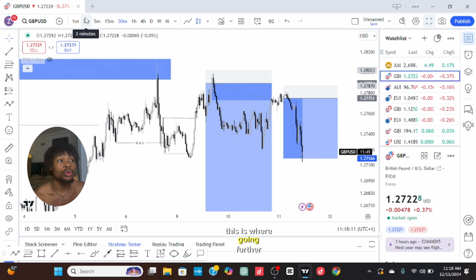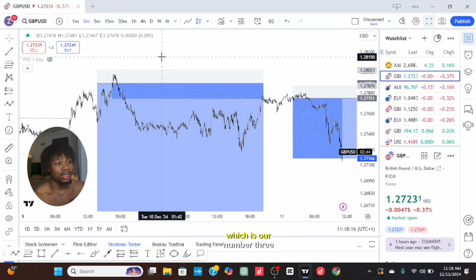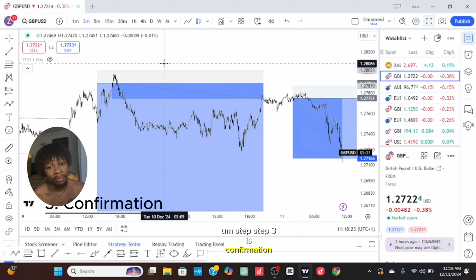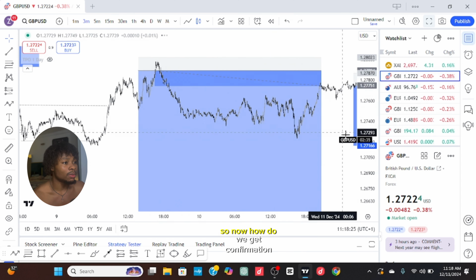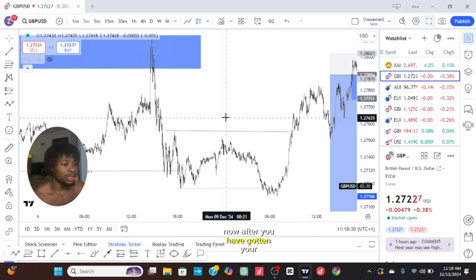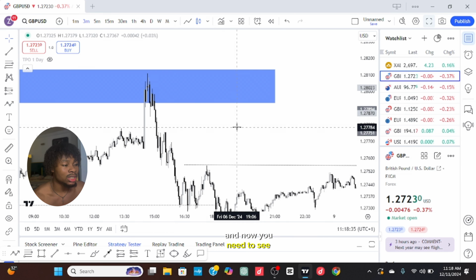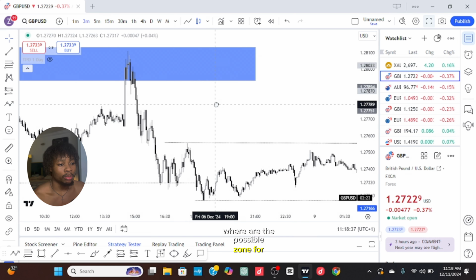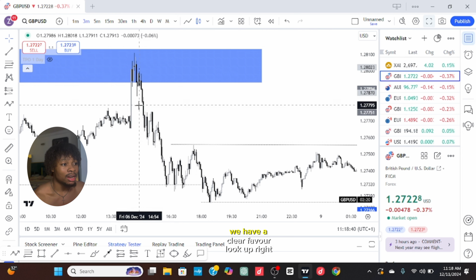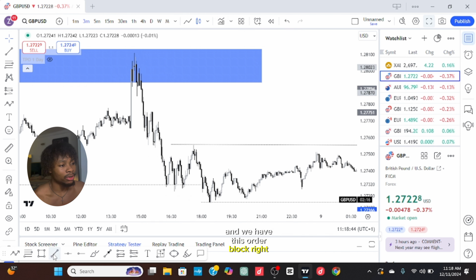This is where going further lower, like 3 minutes, becomes necessary, which is our number 3 step. Step 3 is confirmation. So now, how do we get confirmation? After you have gotten your structural liquidity, you go down like 3 minutes, and now you need to see where the possible zones are for price to get to. We have a clear fair value gap right here, and we have this other block right here.